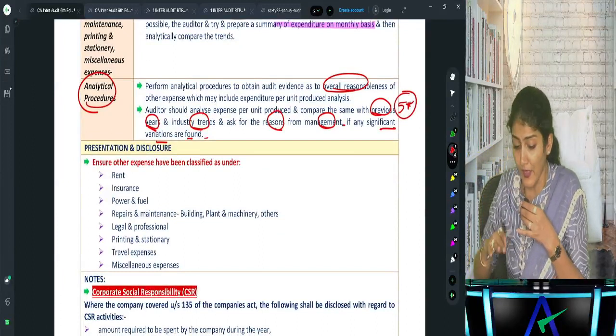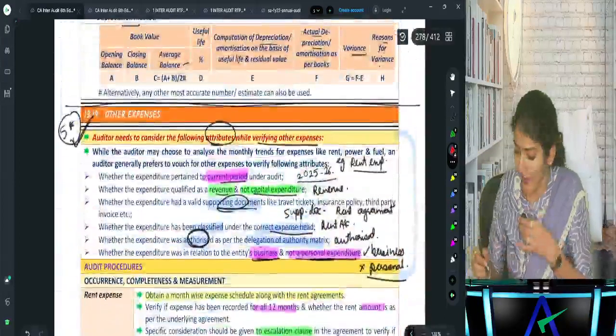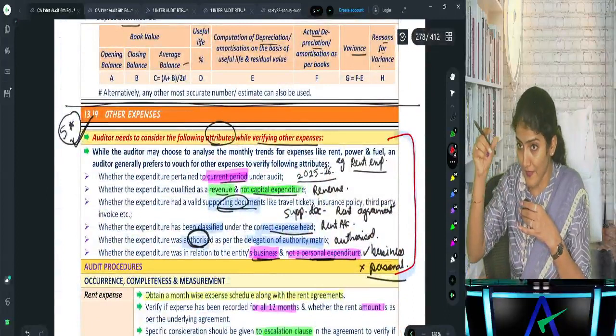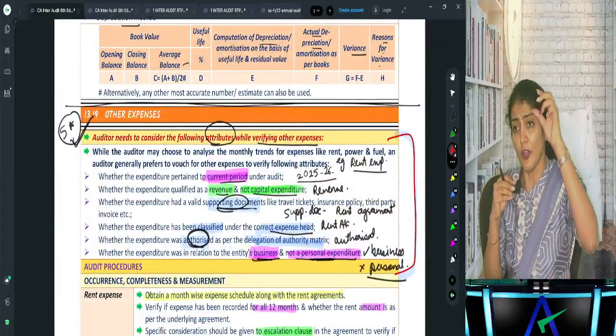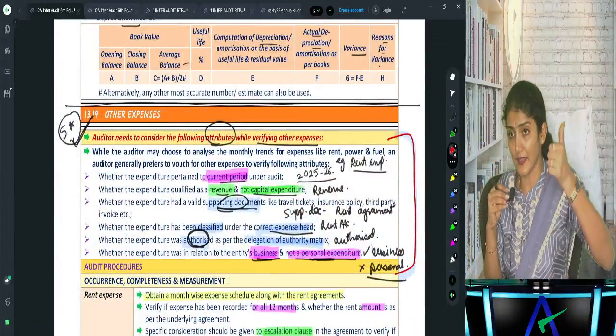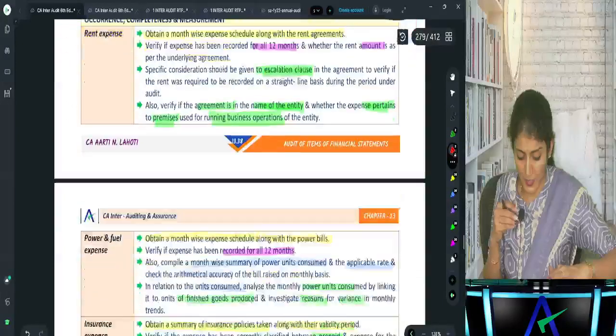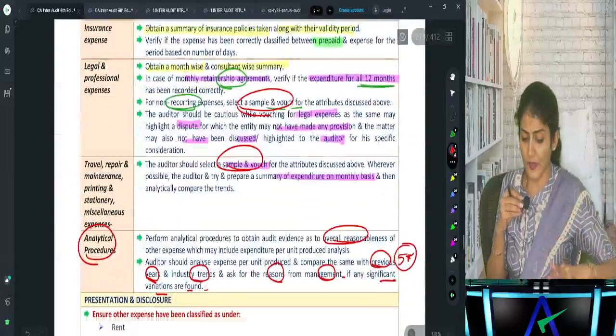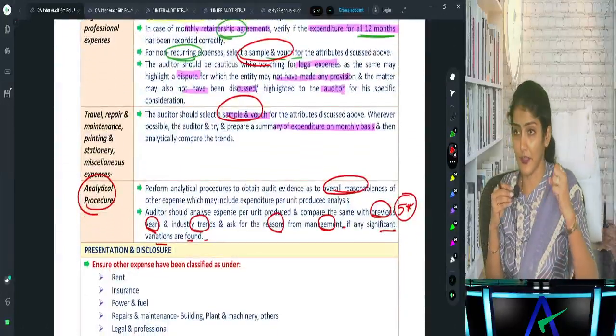Clear to everyone? These are the attributes while verifying the other expenses. Then specifically they are talking about a few other expenses over there, like rent, power and fuel, legal expenses, then the insurance expense, travel, repair, and the analytical procedures.